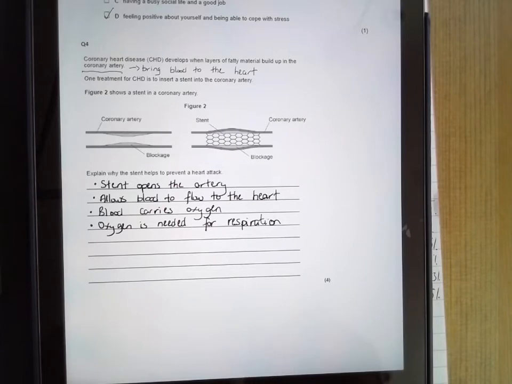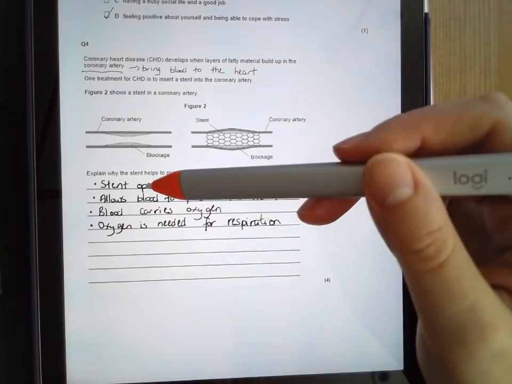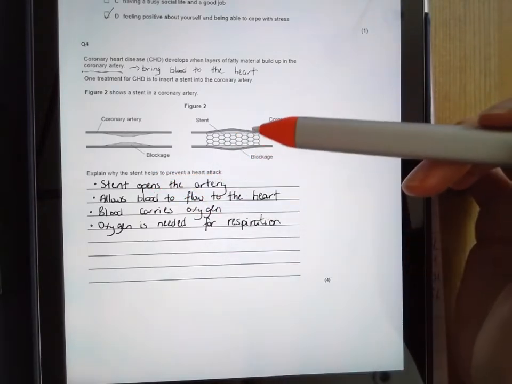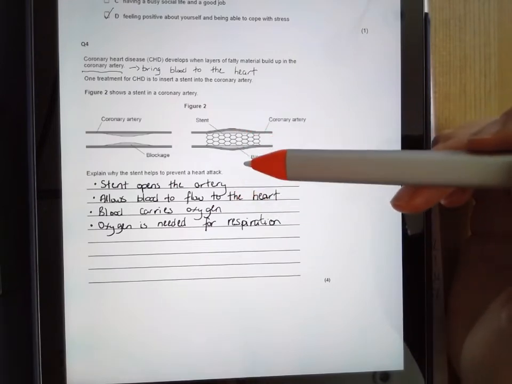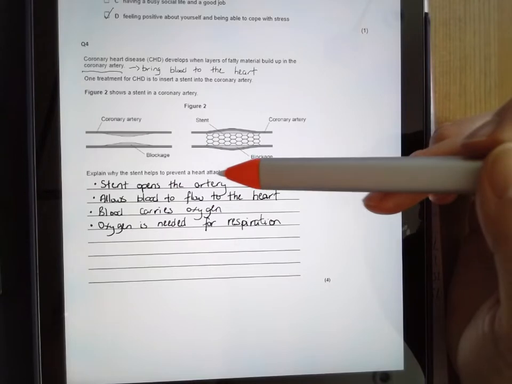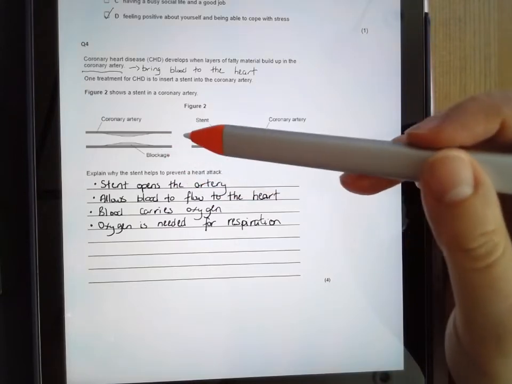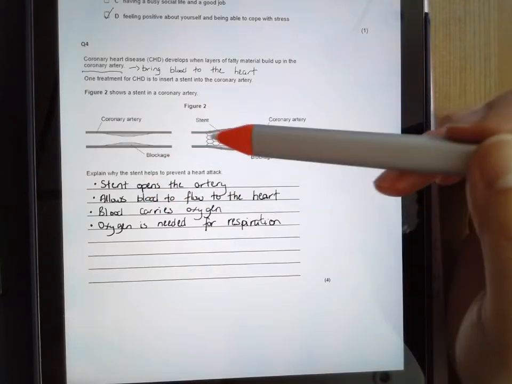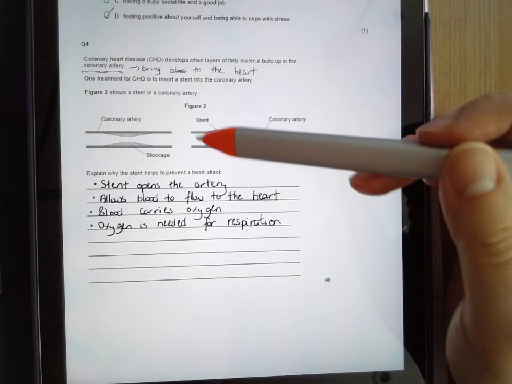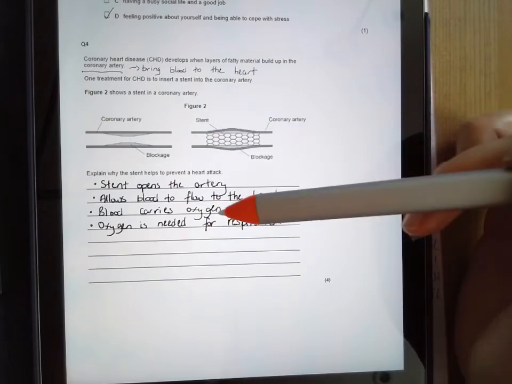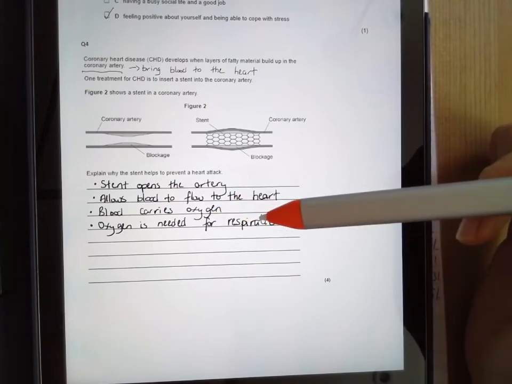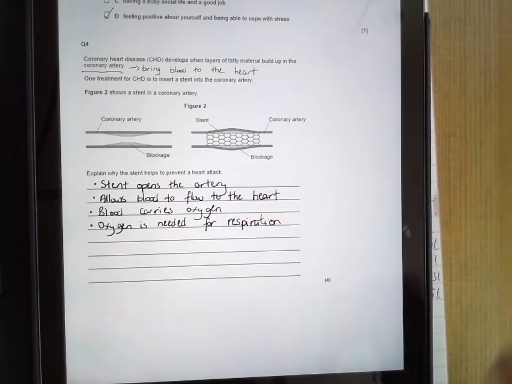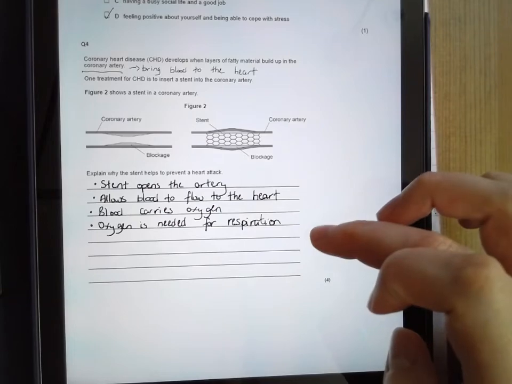So to get full marks on that question, you need to just mention that the stent is opening the artery or stops the artery collapsing. You say stops the blood vessel collapsing. Don't talk about the stent getting rid of the fat because it doesn't do that. Then you need to say that having it open allows the blood flow to the heart, okay? Then mention that the blood carries oxygen. You need to have the word oxygen and you need to have the word respiration in order to get a full 4 marks.